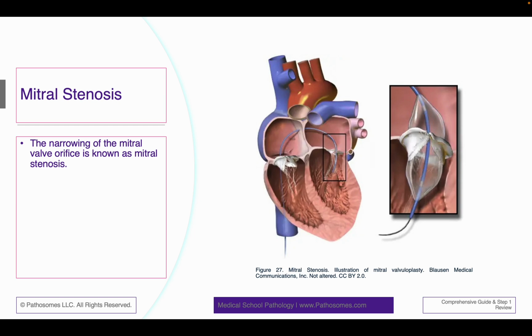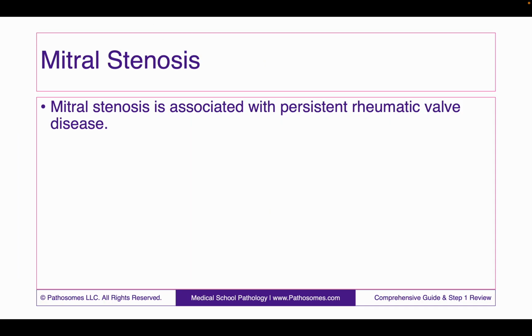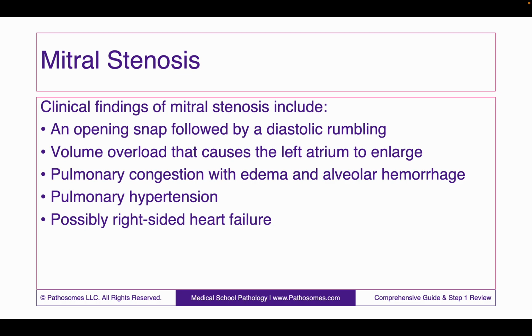Let's talk a bit about mitral stenosis. Mitral stenosis is the narrowing of the mitral valve orifice. Mitral stenosis is associated with persistent rheumatic valve disease. And clinical findings of mitral stenosis include an opening snap, followed by a diastolic rumbling, volume overload that causes the left atrium to enlarge, and pulmonary congestion with edema and alveolar hemorrhage. It also may present with pulmonary hypertension and possibly right-sided heart failure.